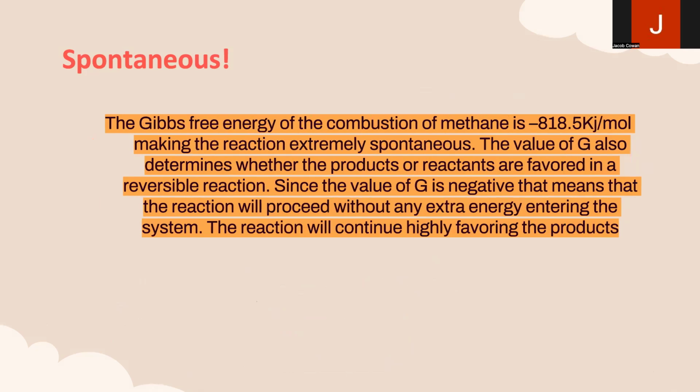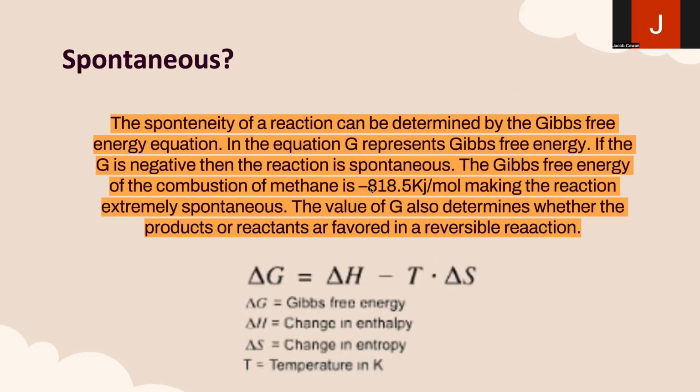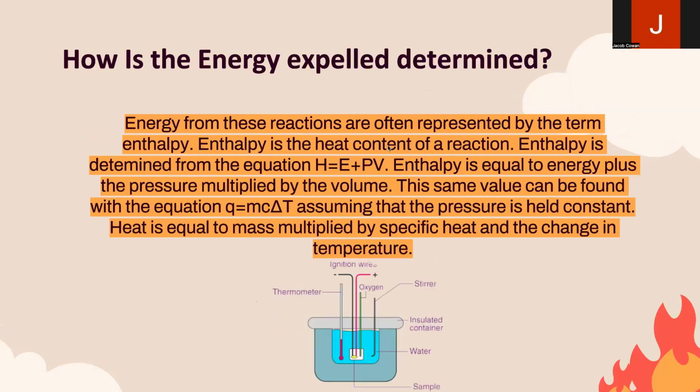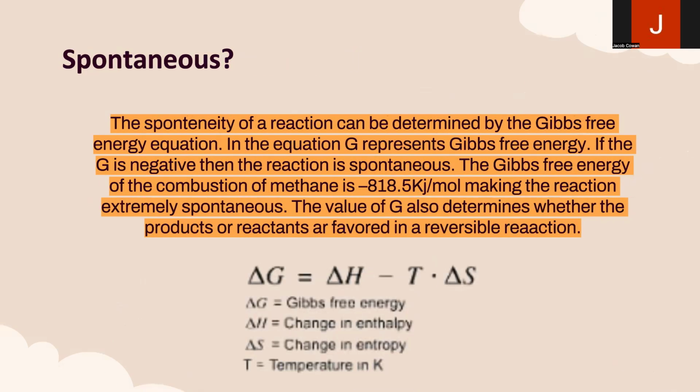And we do find that this is spontaneous. Right? We look back here, negative 818.5. We said that a negative number means that it is a spontaneous reaction. So this G is negative. Gibbs free energy is based off of the enthalpy, right? These H's from the back side, change in enthalpy, the change in entropy, which is like the disorder of the reaction.